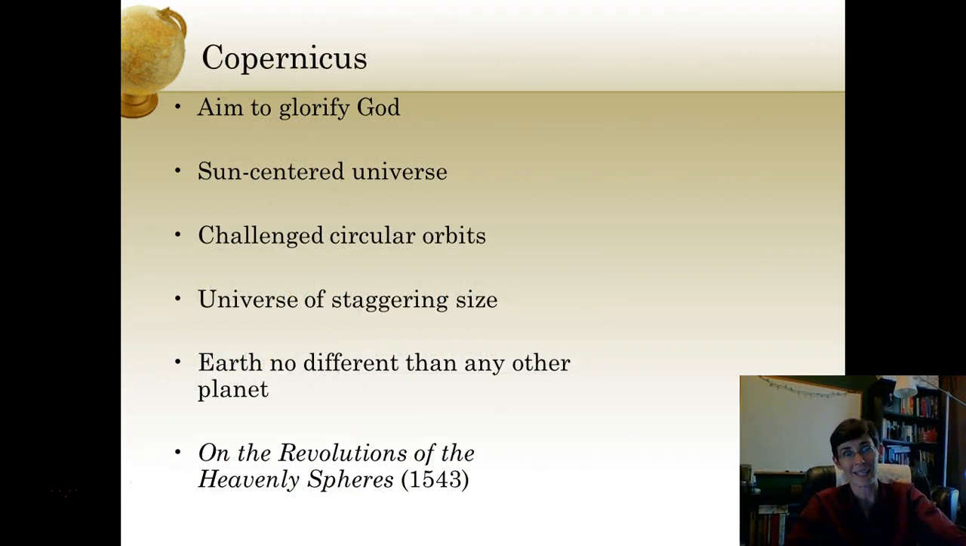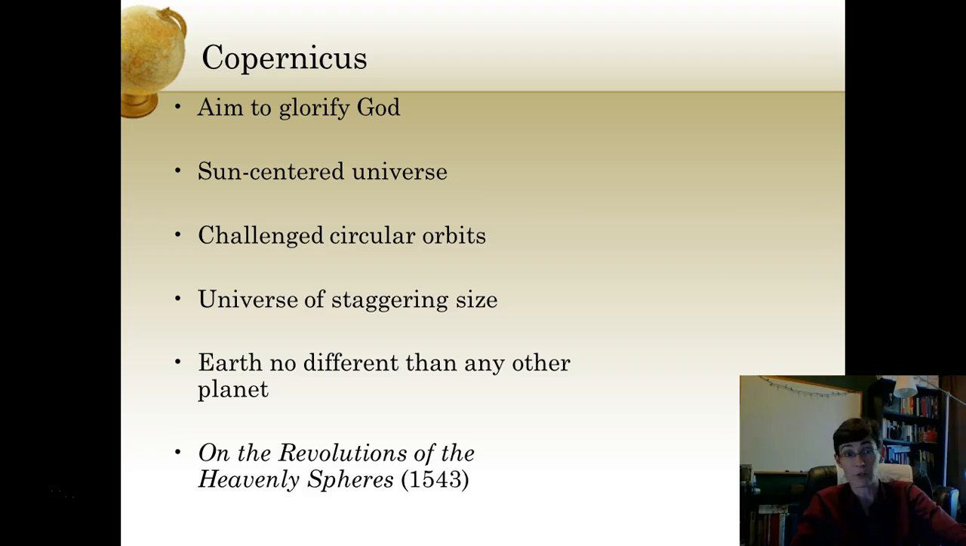All right, Copernicus, bless his heart. So poor thing had some issues with the church, of course. His aim, however, was to glorify God, though. And so he differs from many scientific revolutionaries of his time who were seeking to kind of get away from faith and from God. His aim was to glorify God through this concept of the sun-centered universe.